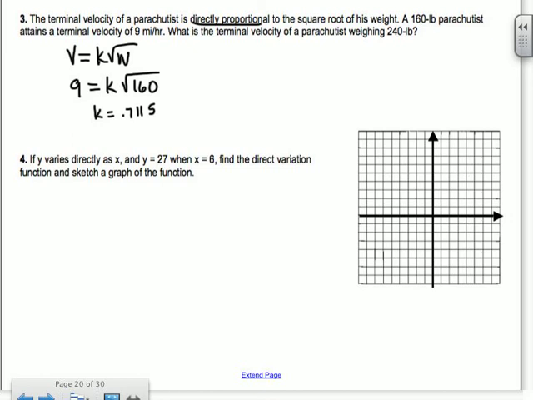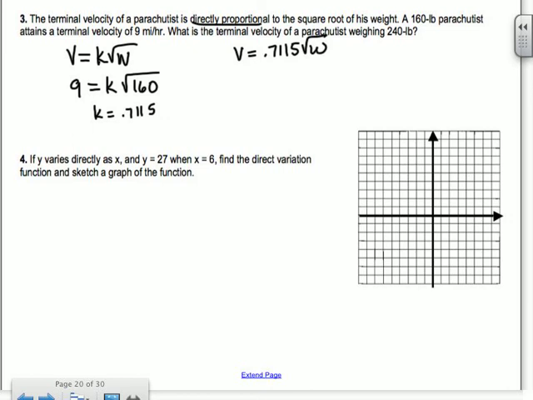Now really, when you're in a math class, you should always keep these answers in your calculator. You shouldn't round. Mine was 0.7115124735, and so on. I'm writing 0.7115, but I'm going to use that answer that's in my calculator. It says, what is the terminal velocity of a parachutist weighing 240 pounds? Now we know our K. So we set up our direct variation equation with the V and the W.